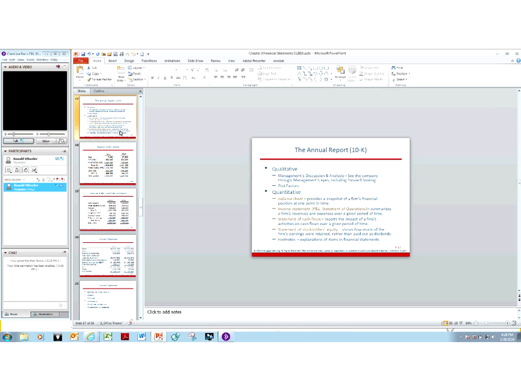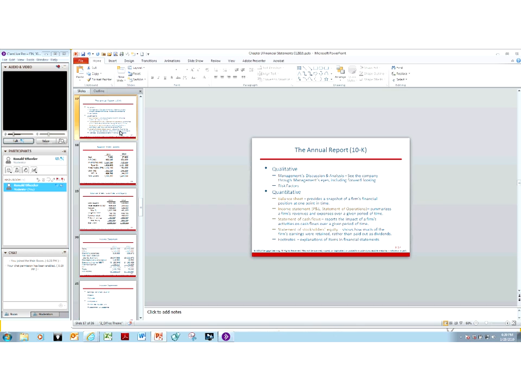As well, they're required quarterly to file their 10Qs, which is a quarterly update to that 10K. So there are a couple of things in particular that you want to focus on with the annual report on Form 10K. There's qualitative discussions of what's going on within the business.